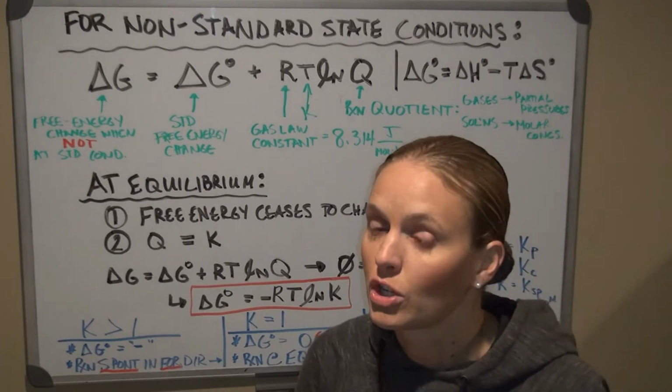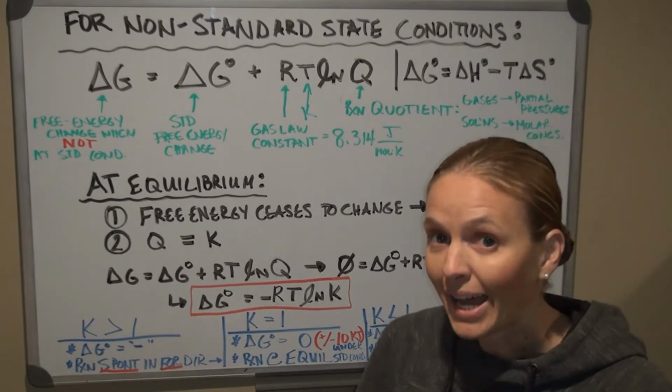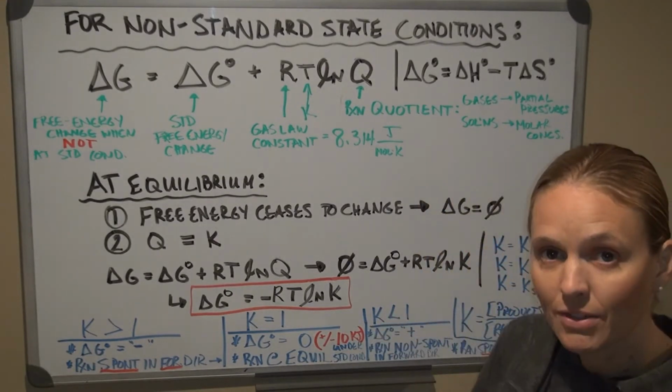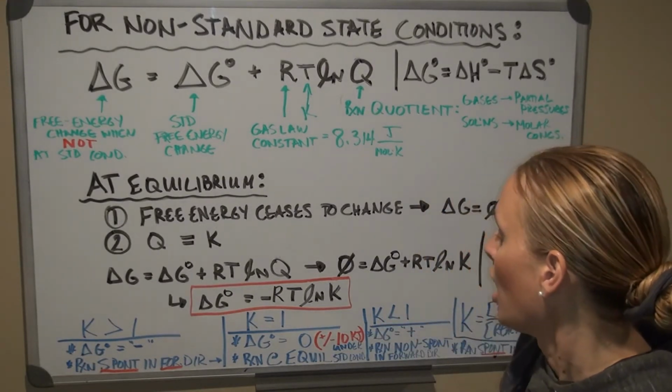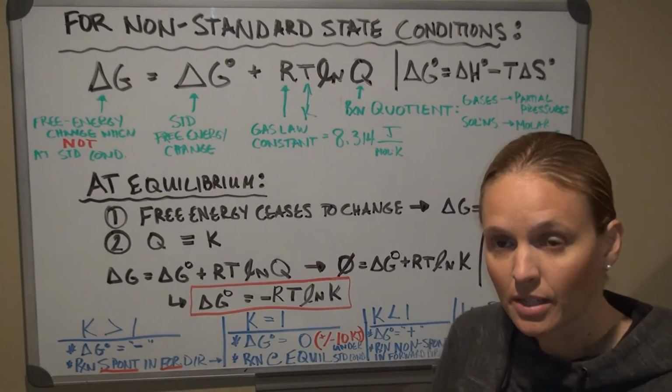Whenever delta G was negative, it was spontaneous. Delta G was 0, it was at equilibrium. And when delta G is positive, it's a non-spontaneous condition, okay, or process. So how does that correlate with what K means as well?